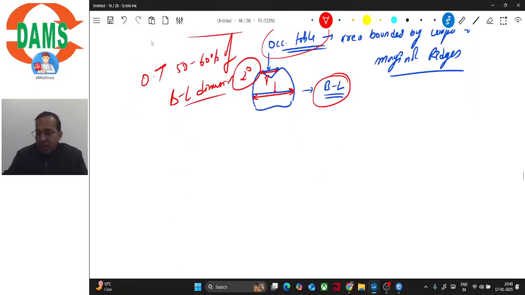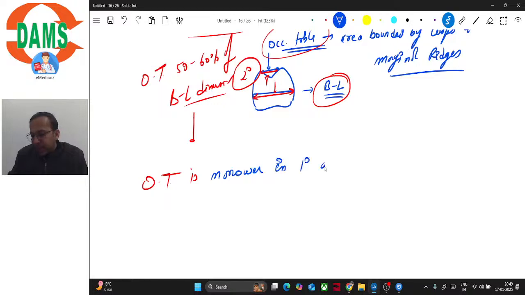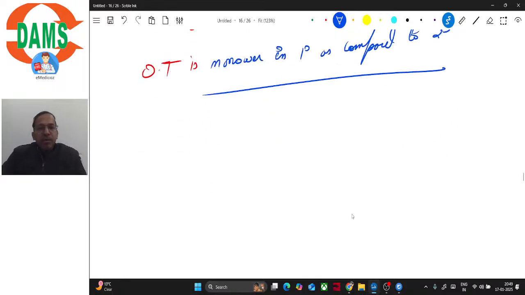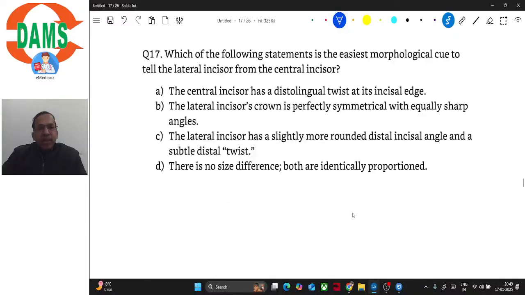Like the occlusal table is narrower in primary as compared to permanent, right? So let's go to the next question.